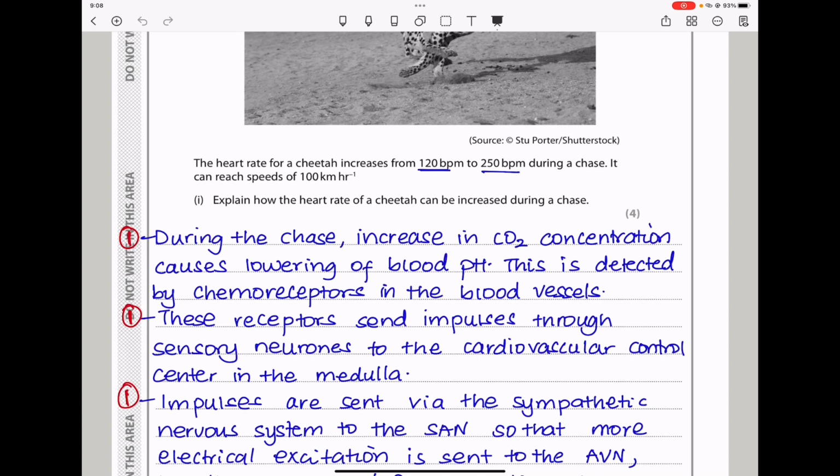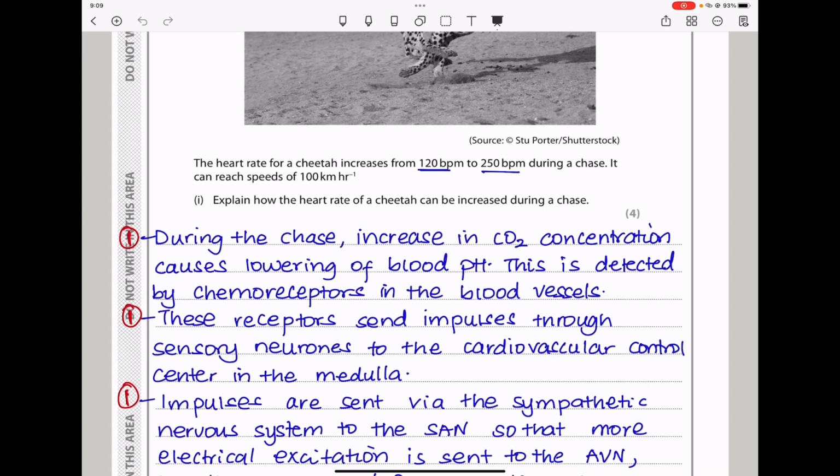This is basically explaining the whole detail of increase in heart rate during exercise. So the key thing here is, during exercise, carbon dioxide is produced that decreases the pH. Then chemoreceptors are going to detect that and send impulses to the cardiovascular center in the medulla. And then impulses are going to be sent through the sympathetic nerve to stimulate the sinoatrial node in order to increase the waves of excitation.